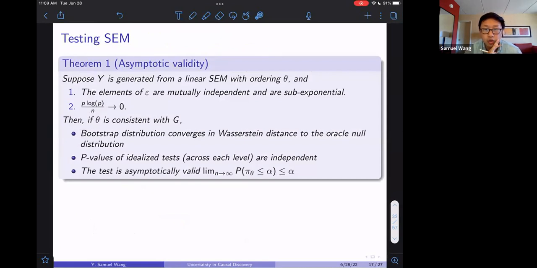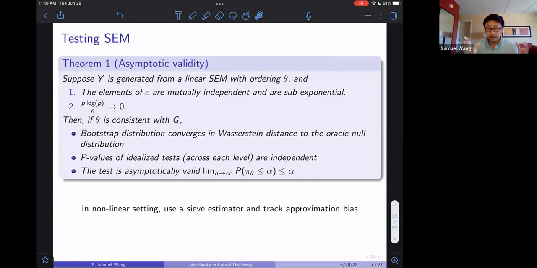Okay, so what we can show is that using our specific testing procedure, when the elements of epsilon are mutually independent and sub-exponential, as long as p, which is the number of variables that I have, satisfies log p over n goes to 0, then essentially we have a valid goodness of fit test for the causal ordering.